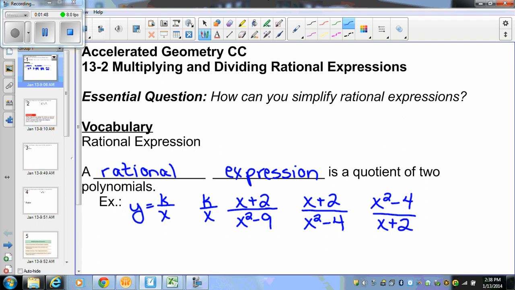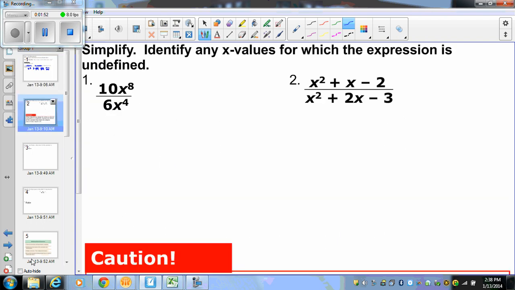So that's actually what we're going to start with talking about today, is simplifying rational expressions. For both of these problems, we're going to simplify as far as we possibly can, and then we're also going to identify any x values for which the expression would fail to exist, where it would be undefined. And we'll talk about that when we get done with the simplifying part.